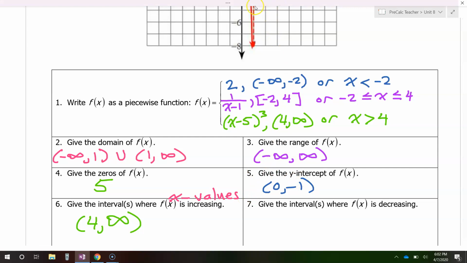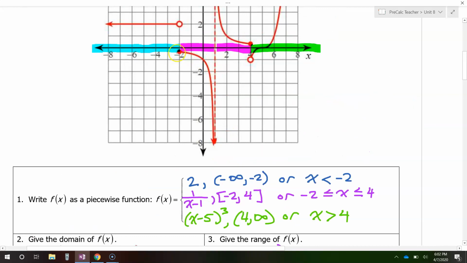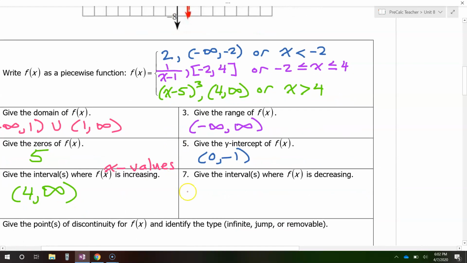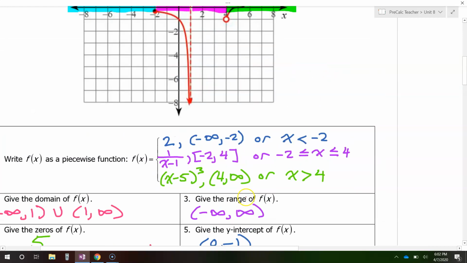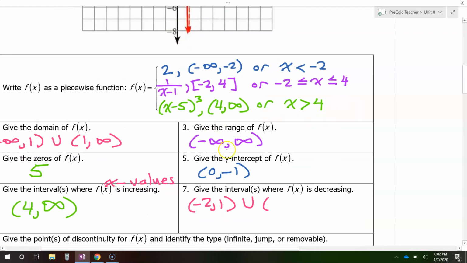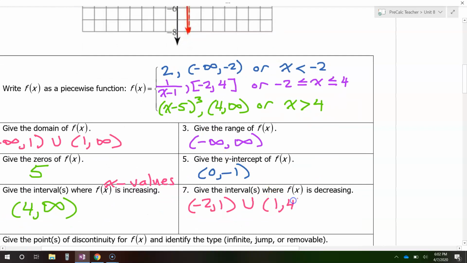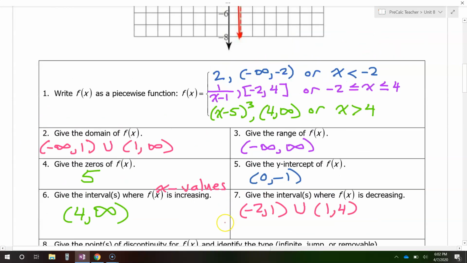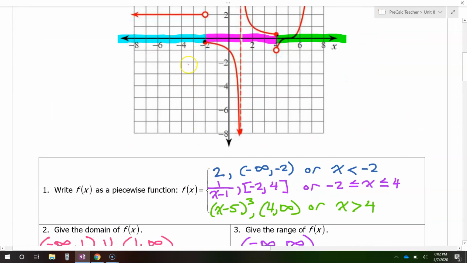Next, we're going to talk about the decreasing intervals. And remember, we had two of those. One of them is from negative 2 to 1. So we will have negative 2 to 1, only parentheses, no brackets, union. And then the other decreasing interval is from 1 to 4. So 1 to 4. We don't mention the blue because that was neither increasing nor decreasing. All right, so that's how you do increasing and decreasing intervals.